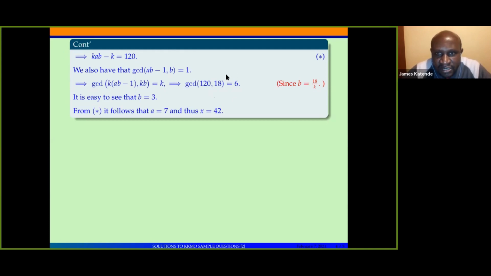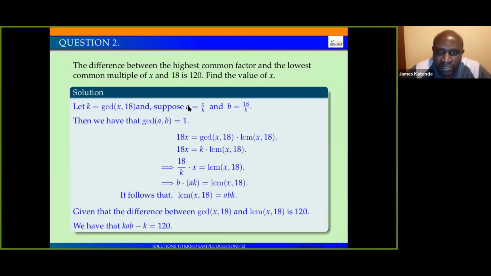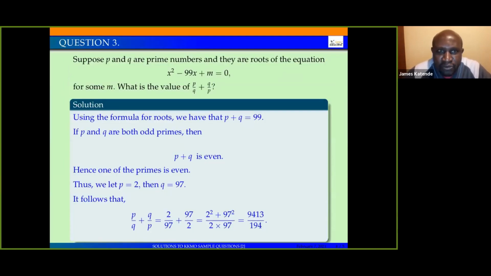The GCD is k. So from this it's easy to go back and see that b is equal to 3, because 18 over 6 will be 3. And if we go back from star up here, we can get a to be 7, and therefore conclude that x must be 42. Because if a is 7 and k is 6, so 7 times 6 will be 42. So I'll move on to the next one.